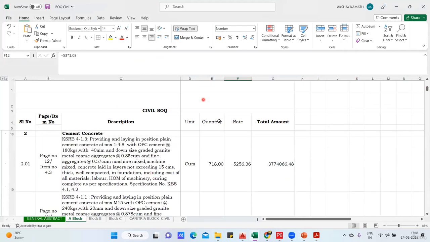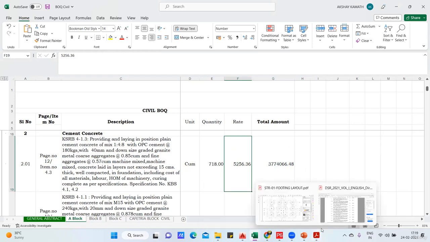This is according to the state government SOR from Karnataka. Providing and laying in position plain cement concrete of mix 1:4:8, they have written. So 1:4:8 is the mix they have written, and for that the contractor is charging 5,256 rupees per cubic meter. Maybe this particular contractor has done a rate analysis. Based on that, he has found out that if I put this much rate for 1 cubic meter, that will work out for me, including my profit.